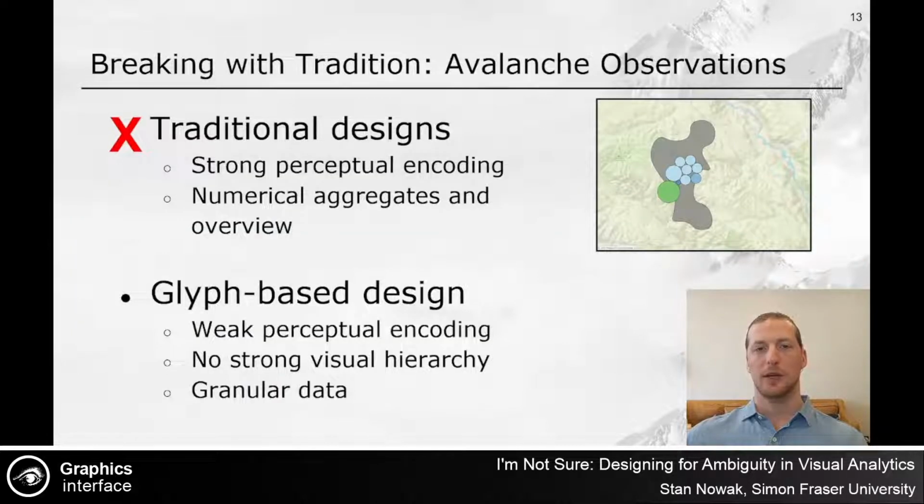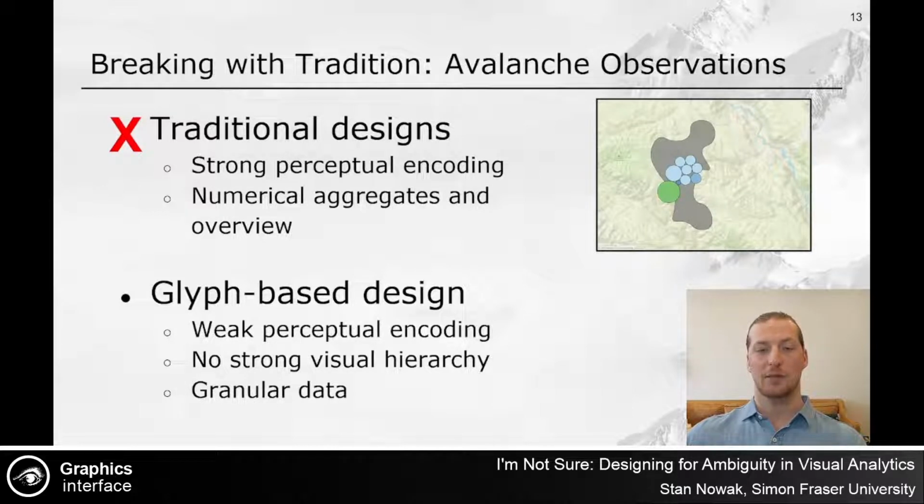Typically, visualization guidelines value strong visual encodings, where strong means precise extraction of values and where patterns and data pop out at the user and draw attention. In a sense, visualization designers have to decide for the user what is relevant to consider and which patterns to amplify. Also, visualizations often use numerical aggregations to summarize data and provide an overview. By contrast, our glyph-based design used relatively weak visual encodings and no numerical aggregations.